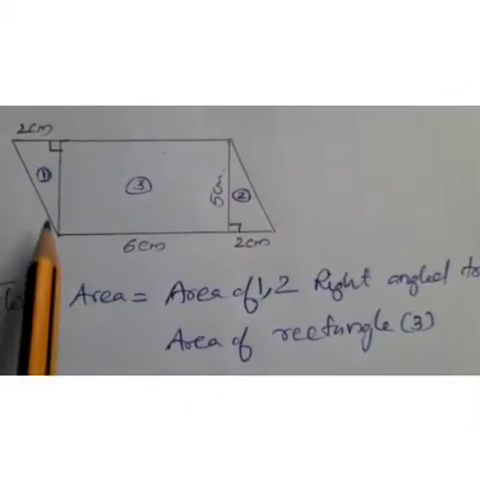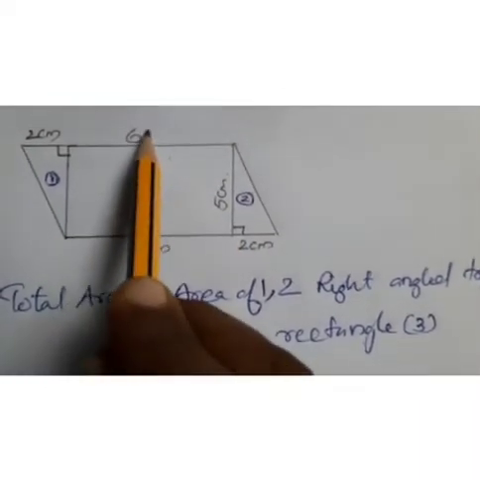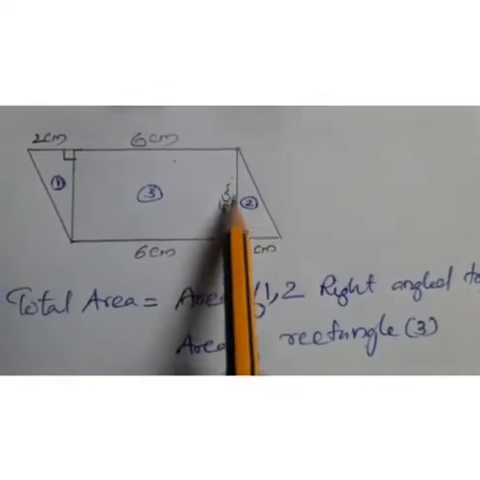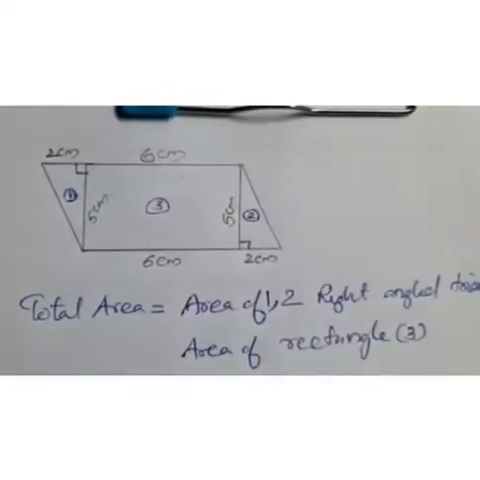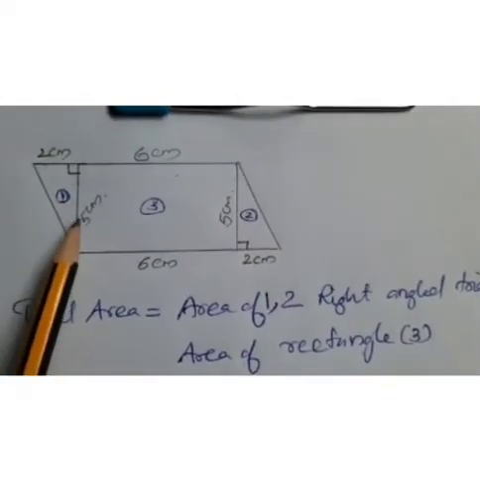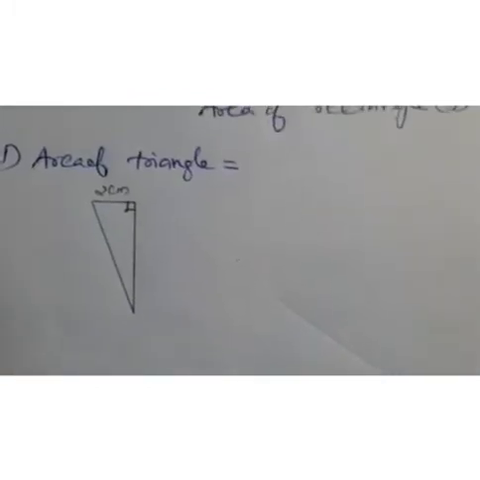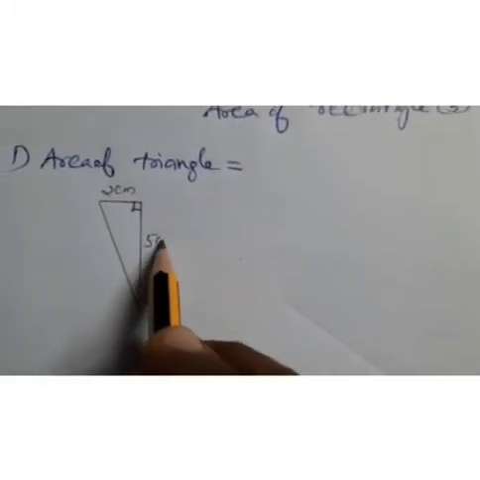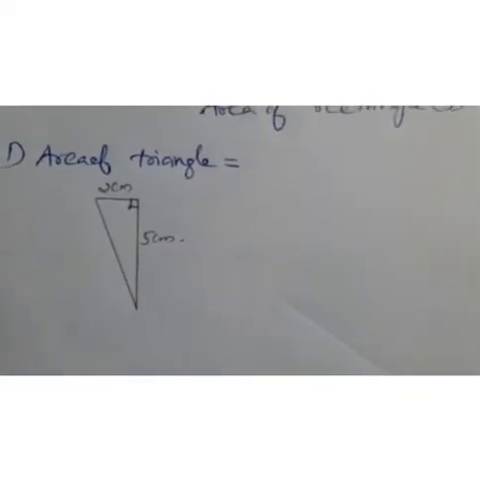How will you find out the area of the first one? Here the rectangle is 6 cm, here also 6 cm length. Here the breadth is 5, so this also 5 cm. So see the first figure. Which are the two perpendicular sides? One is 2 cm and the next one is 5 cm. So the area of this triangle we have to find out. That is the first one.